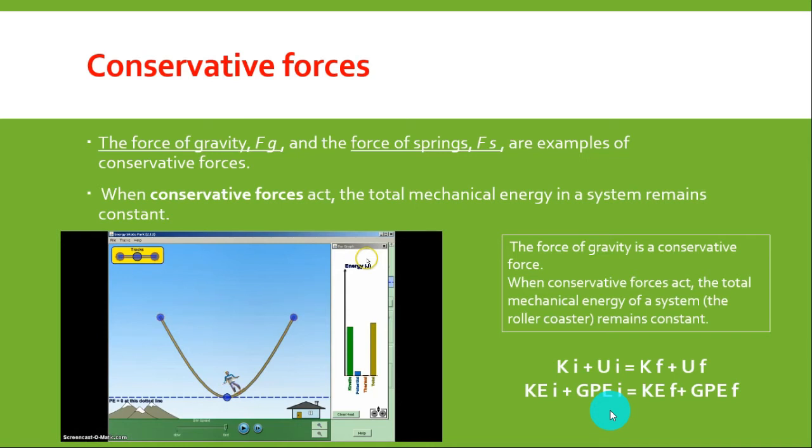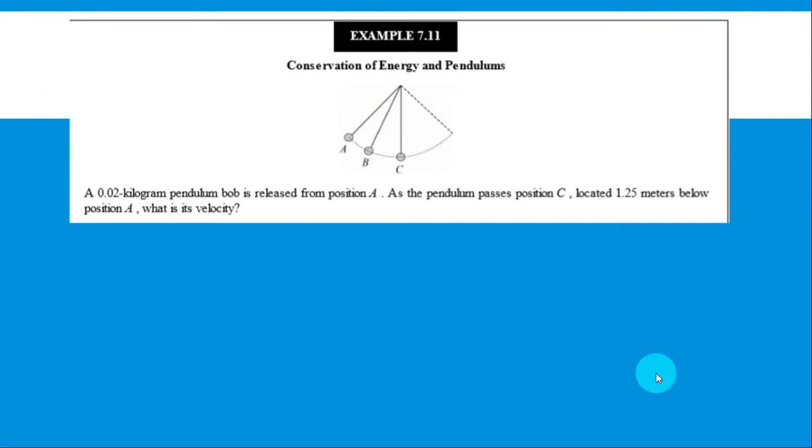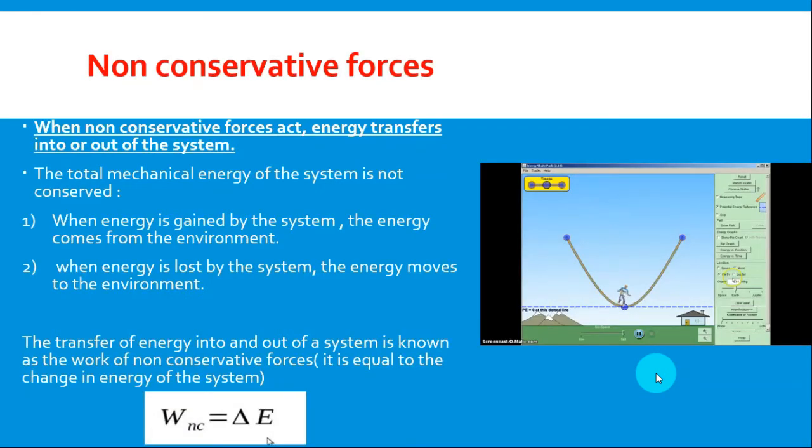Clear? So, in any question, we have force of gravity, force of spring without friction. How do we solve the question? We use this formula. Kinetic energy initial plus gravitational potential energy initial equals kinetic energy final plus potential energy final. Here we have some examples. I will solve them with you after I finish explaining non-conservative forces.